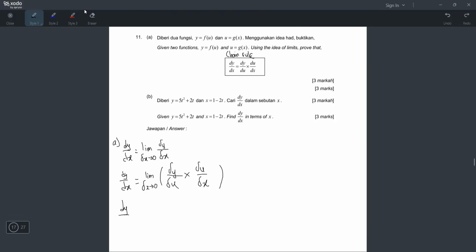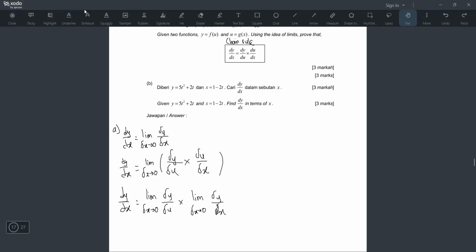So now dy/dx equals what? You can split this one. It becomes the limit as delta x approaches 0 of delta y over delta u, times the limit as delta x approaches 0 of delta u over delta x. It's like you are taking this and expanding it, right? After you reach here, you will realize that this whole thing is just du/dx. This whole thing you can cancel and write du/dx, but don't cancel it. So this whole thing is du/dx.